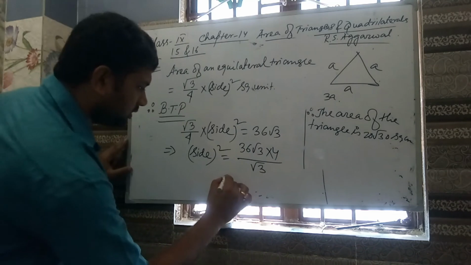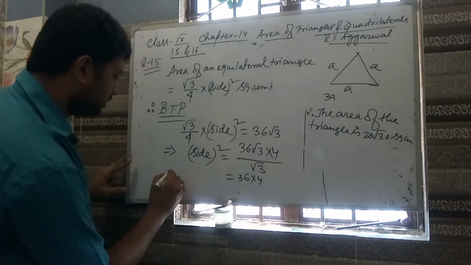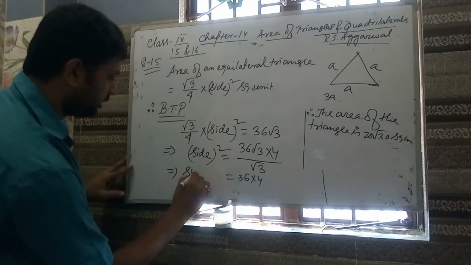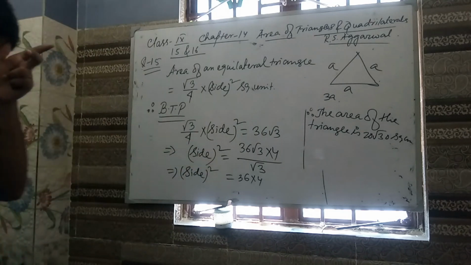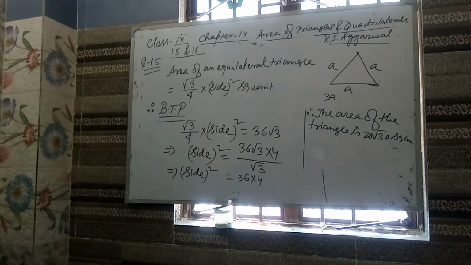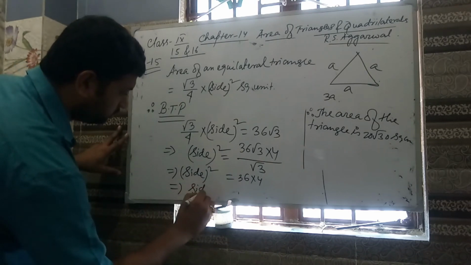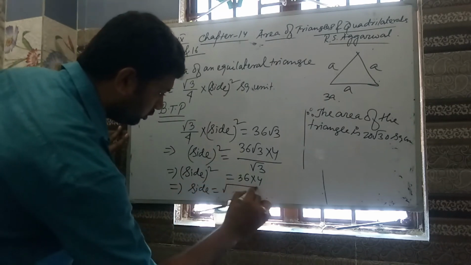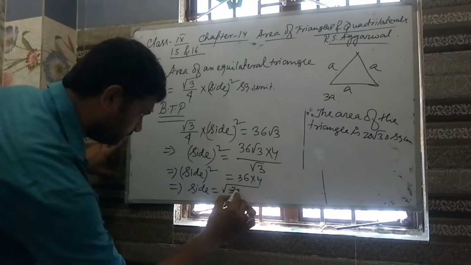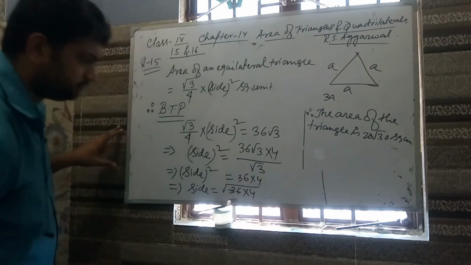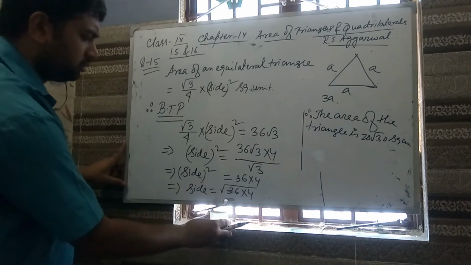So we will be left with 36 into 4 here. Side square is 36 into 4. So what will be the side? That implies side equal to square root of 36 into 4.